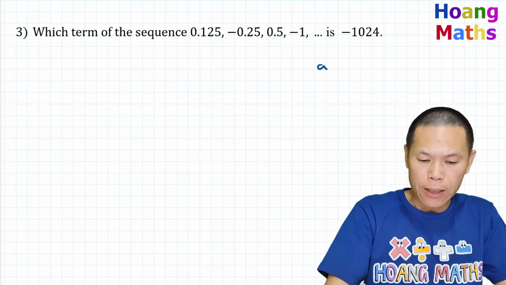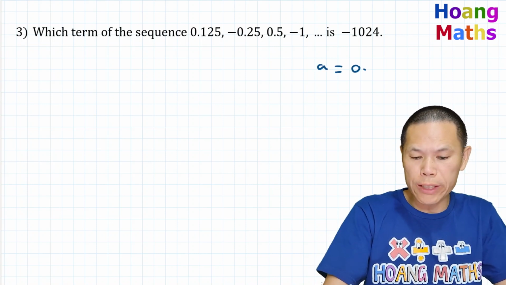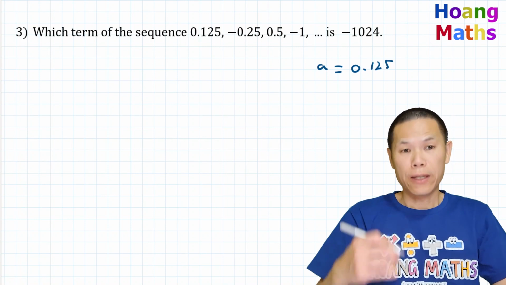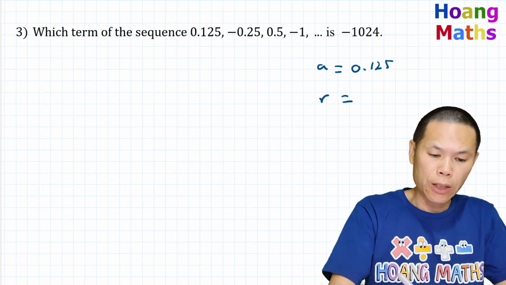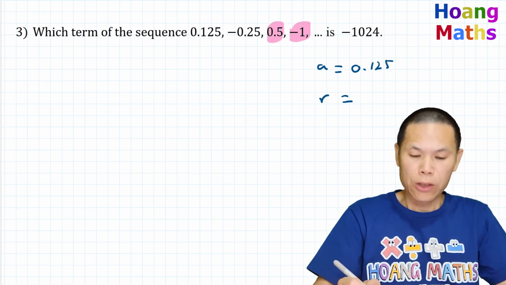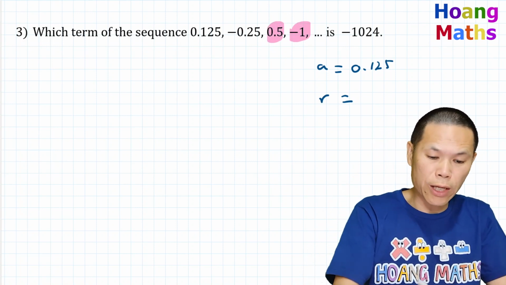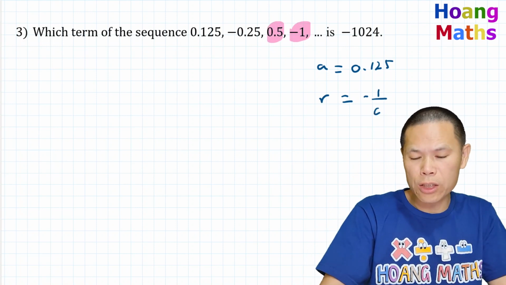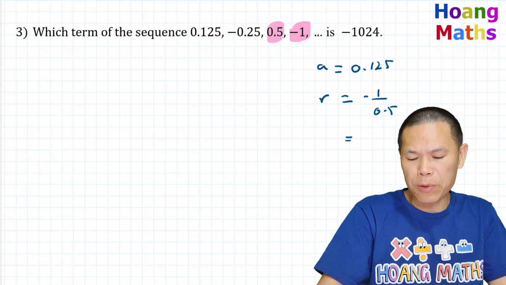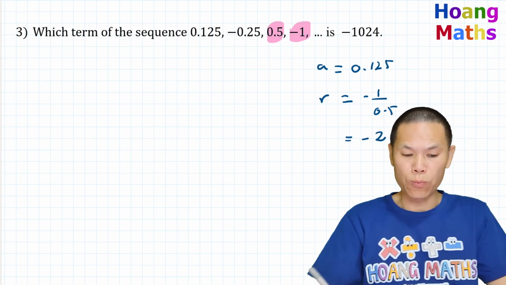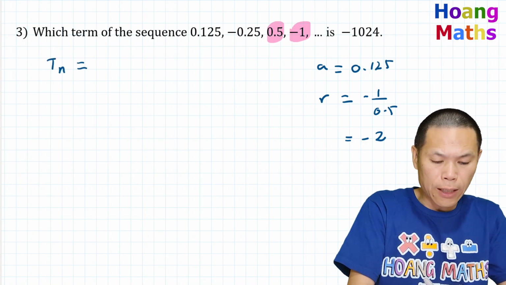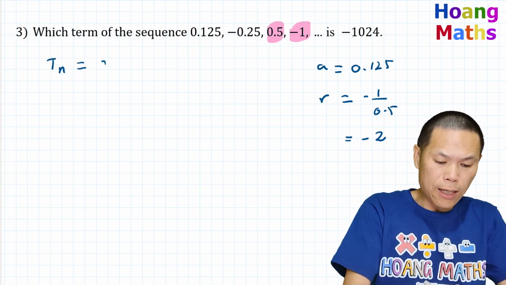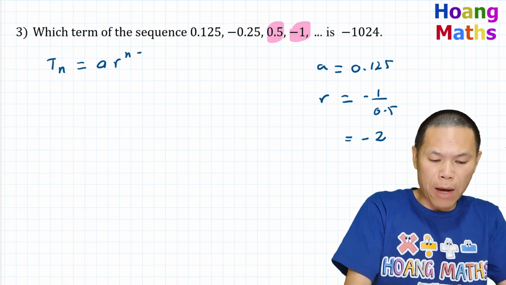So A is 0.125. Now the common ratio R, we can just quickly use this term over this. So I can just quickly write down, negative 1 over 0.5. And that will give me negative 2. So we know the general rule for this is Tn is equal to A times R to the power of n minus 1.